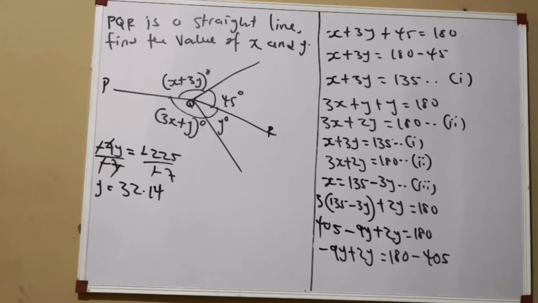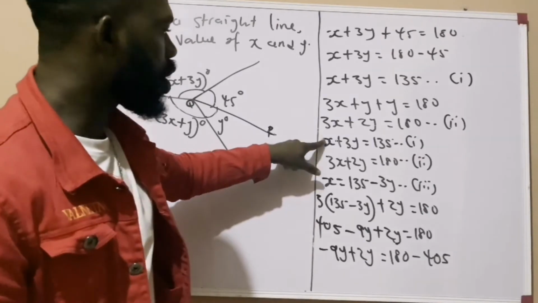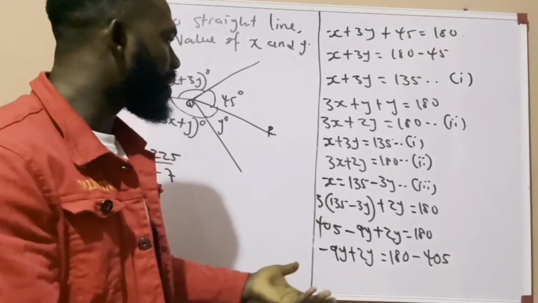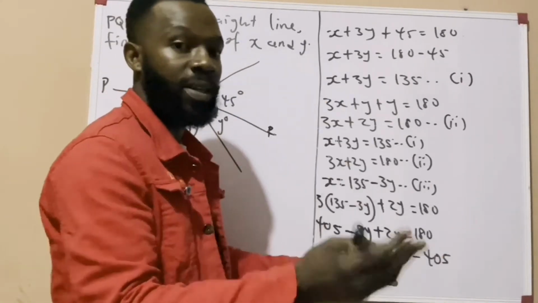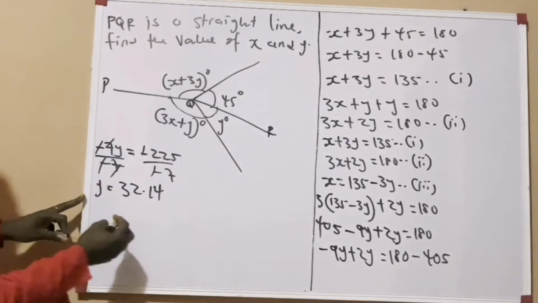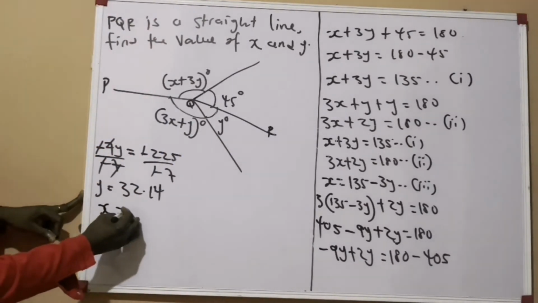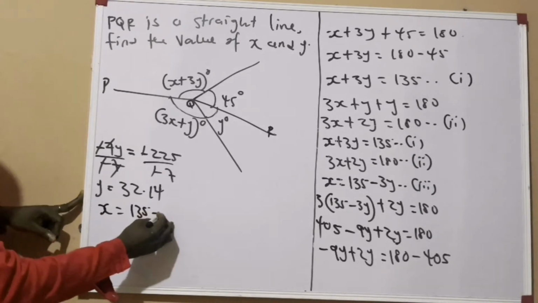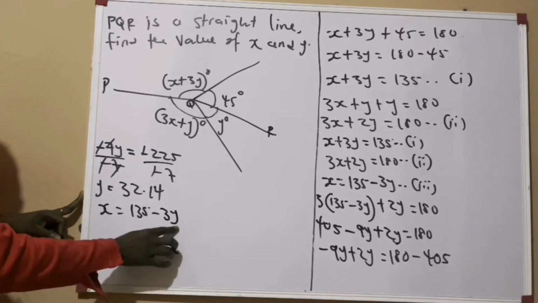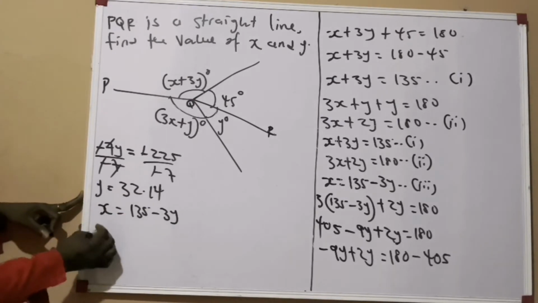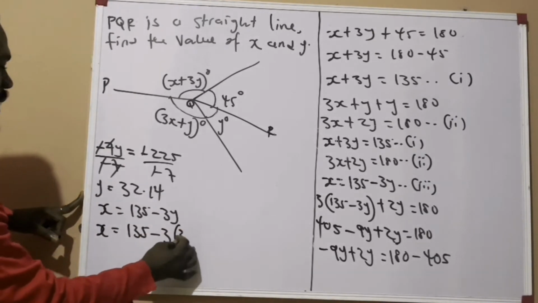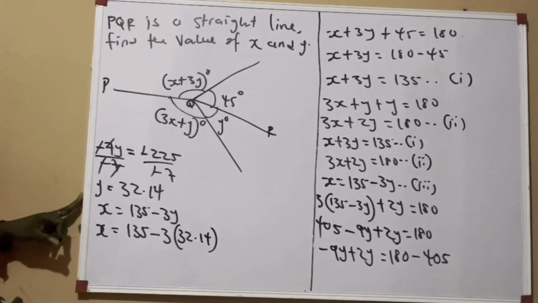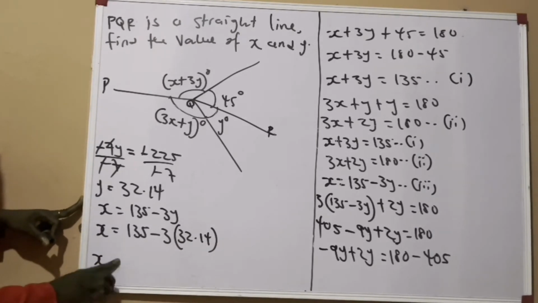Don't forget, we were told to find the value of x and y. Now that we know the value of y, finding the value of x is very simple. We can make use of equation 1, equation 2, or equation 3. But I always advise students to use equation 3, because in equation 3, x is already the subject of the formula, so it will be easier for us to use. Equation 3 says x is equal to 135 minus 3y. So if we substitute 32.14 for y, I have x is equal to 135 minus 3 into the bracket of 32.14.